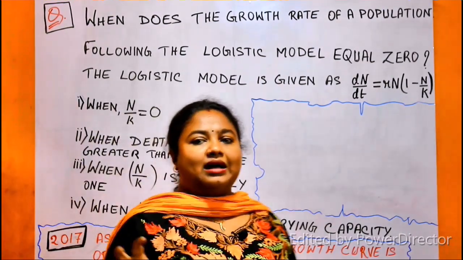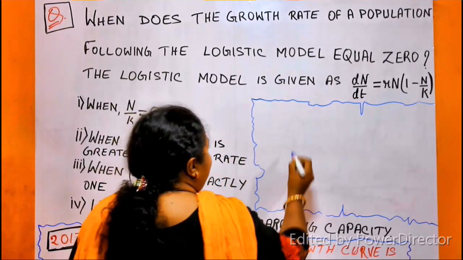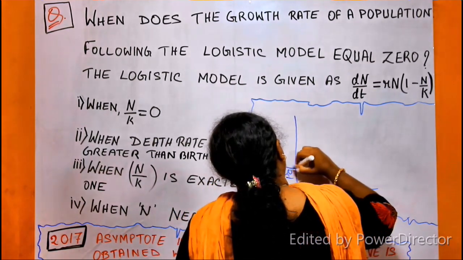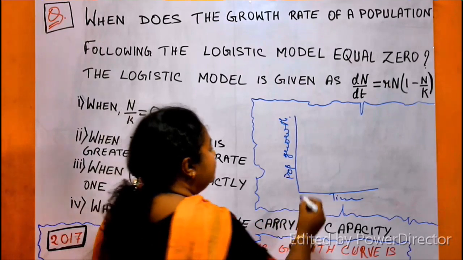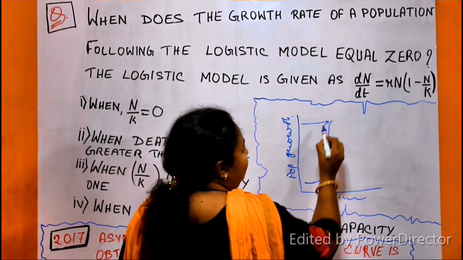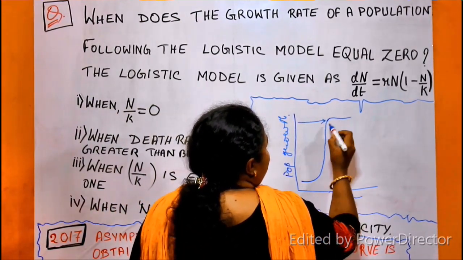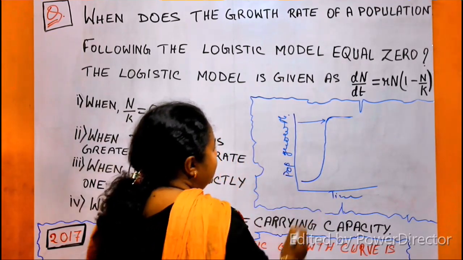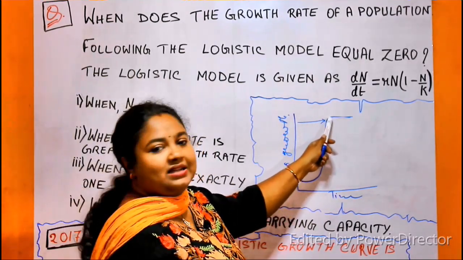That is, some or the other, like space or food, becomes a limiting factor. And in logistic growth curve, what happens? This is time and this is population growth. In the beginning, it is somewhat like exponential curve, but after a particular level, when the resource becomes a limiting factor, this curve reaches a plateau, and then it becomes stabilized. So this curve becomes S-shaped. From J-shaped curve, it becomes S-shaped, and when it reaches this part, this is the carrying capacity.